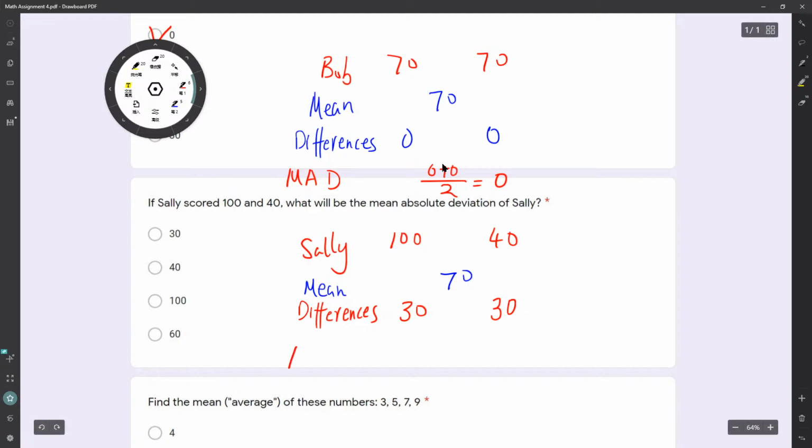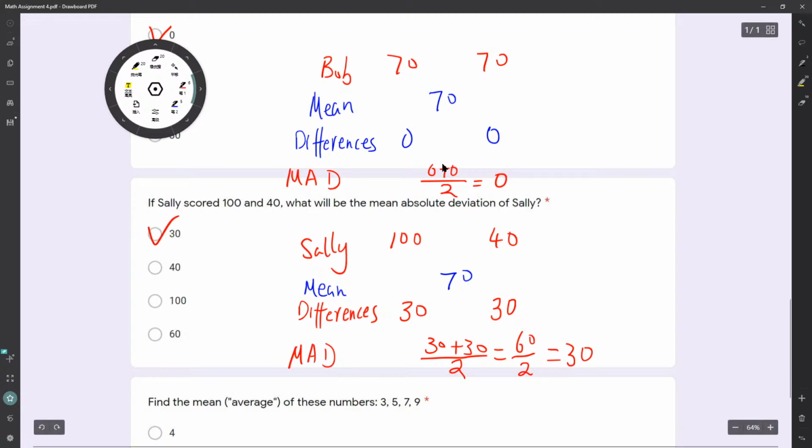And then the MAD is the mean of the two differences. So we should put the two differences together and then equally divide among two events, two tests. And that's going to be 60 divided by 2. That's going to be 30. So for Sally, the mean absolute deviation is 30.